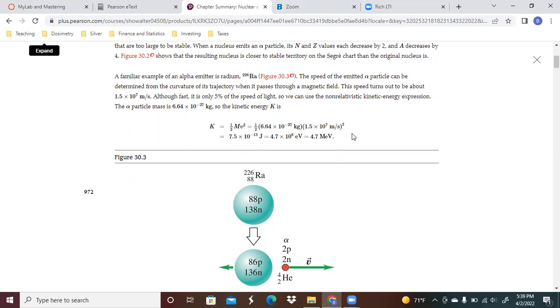The speed of the emitted alpha particle can be determined from the curvature of its trajectory when it passes through a magnetic field. Speed turns out to be about this. And although that's fast, it's only about 5% of the speed of light. So you can use non-relativistic kinetic energy expressions. The alpha particle mass turns out to be this. So the kinetic energy using this particular formula can be determined here.